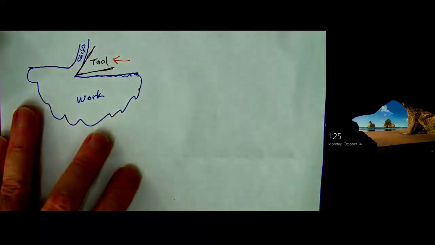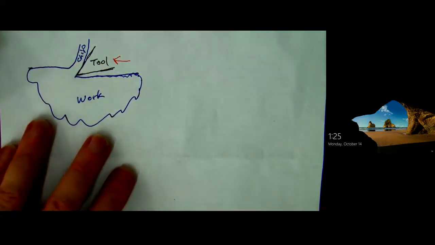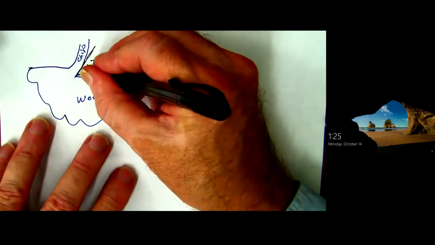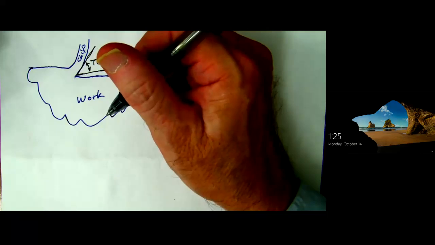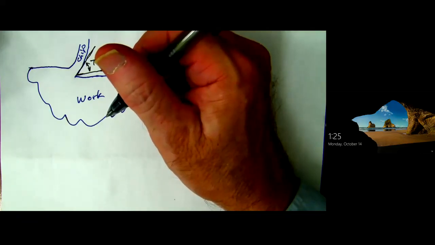Okay, there's my tool. Now, on a knife, this angle in here will be very sharp, right? When you're cutting vegetables or fruit or something like that. We don't have a very sharp angle there because what? We're not cutting vegetables and fruit anymore. We're cutting tough stuff. So we need to have a big enough angle there.